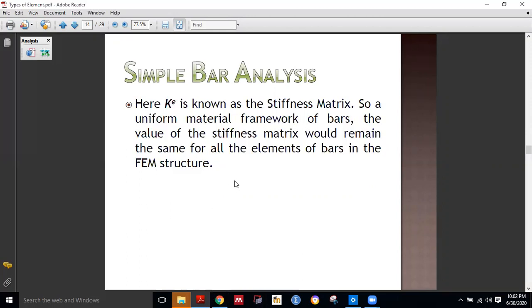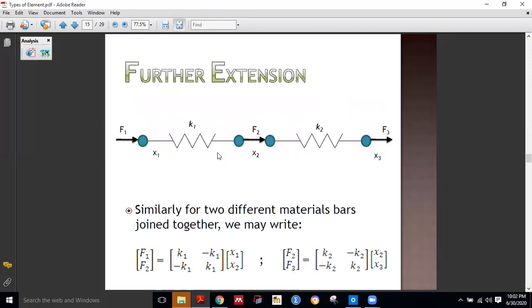Now further extension. So further extension means F1, F2, F3, the three forces considered. So similarly, if two different material bars are joined together, we may write F1, F2 in a similar way. We can write that as minus K1, minus K2. Those are the calculations which I will let you know at the time of numerical solving actually.